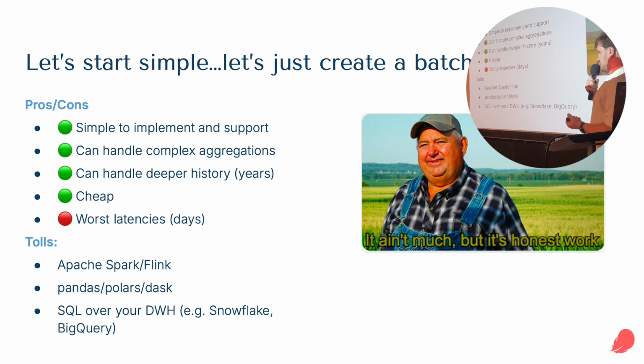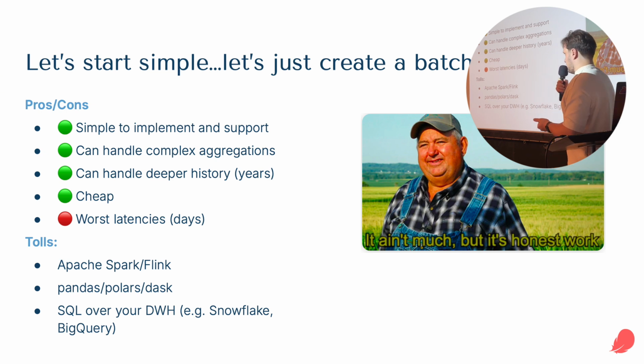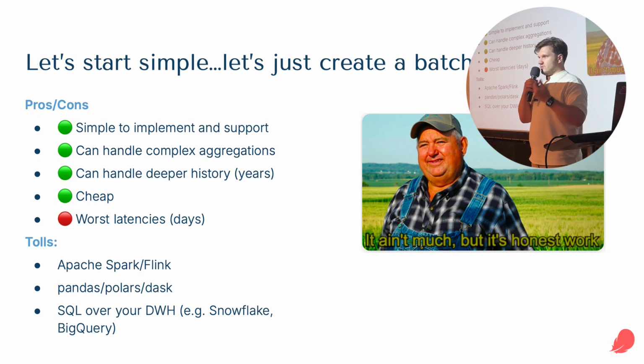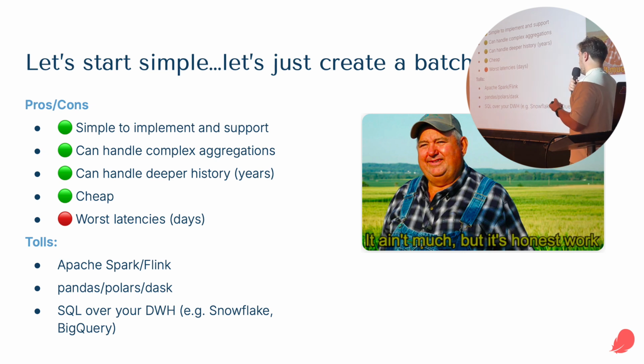So what we got in this case, batch jobs are great because they are cheap. They're easy to maintain and to actually do. They support complex aggregations. You can pull a lot of data to it, right? But at the same time, they have worse latencies. Like you may have days or hours and so on. And there are plenty of tools to support batch jobs like SQL over your data warehouse, Spark, Pandas, I don't know, Polars, whatever you like.